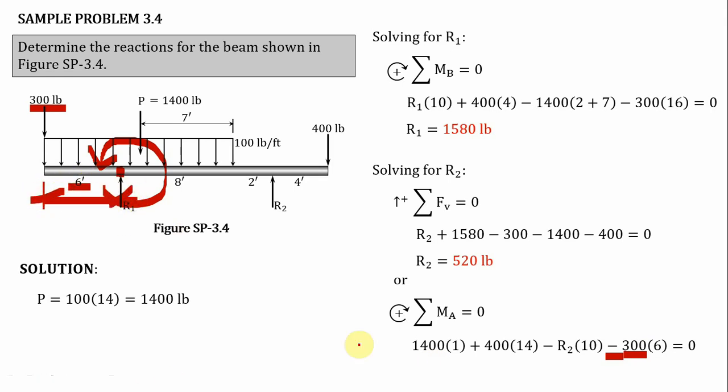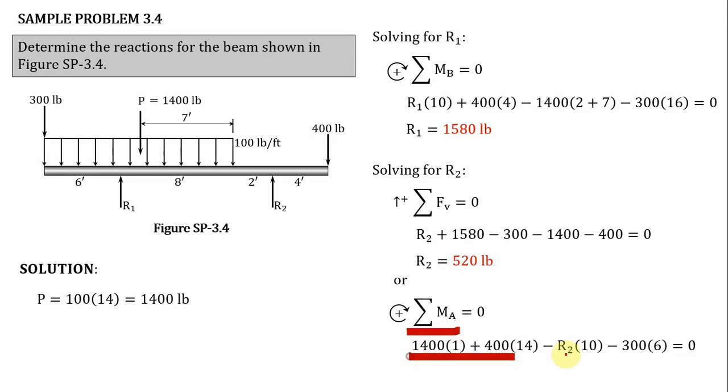That is equivalent to 6 feet. Okay, so minus 300 times 6 feet. And then wala na. Wala nang forces, na-include na natin lahat yung forces niya. Okay, and then ito yung summation of moment niya. And then equate natin siya is equal to 0. So therefore, we have one unknown and one equation. So we can directly solve R2.